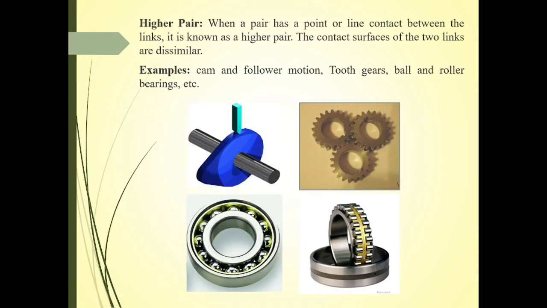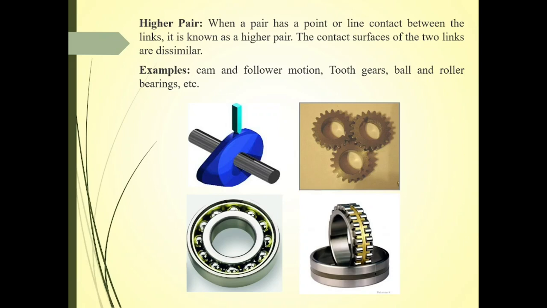Next one is the higher pair. What is meant by higher pair? When a pair has a point or line contact between the links, it is known as a higher pair. The contact surfaces of the two links are dissimilar, with point contact or line contact only. Example: cam and follower motion is the best example for a higher pair, as well as toothed gears, ball and roller bearings, etc.